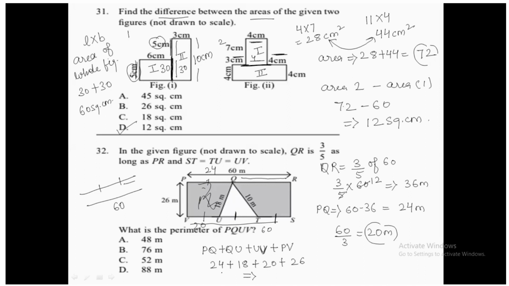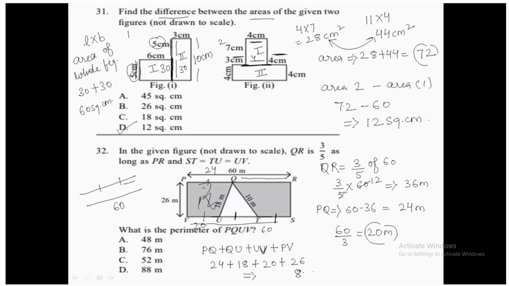So we are getting 24 plus 18, we are getting 42. 42 plus 20, we are getting 62, and 62 plus 20, we are getting 82. 82 plus 6, we are getting 88.